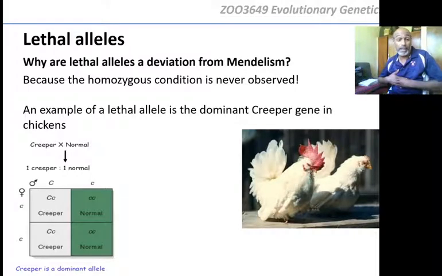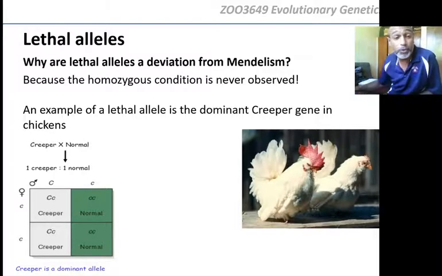But if you get a dominant creeper phenotype, the creeper gene is the big C. If you get a homozygous big C, you're dead. If you get a big C, small c, so if you're a heterozygote for the creeper gene, then you get those crazy feet that you see in the picture there with those chickens. So you have to be big C, small c, heterozygote to get that creeper phenotype.